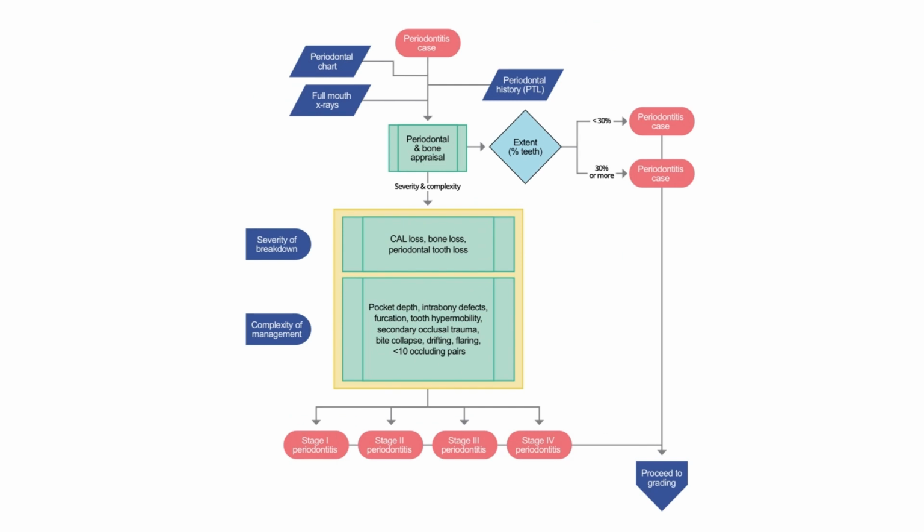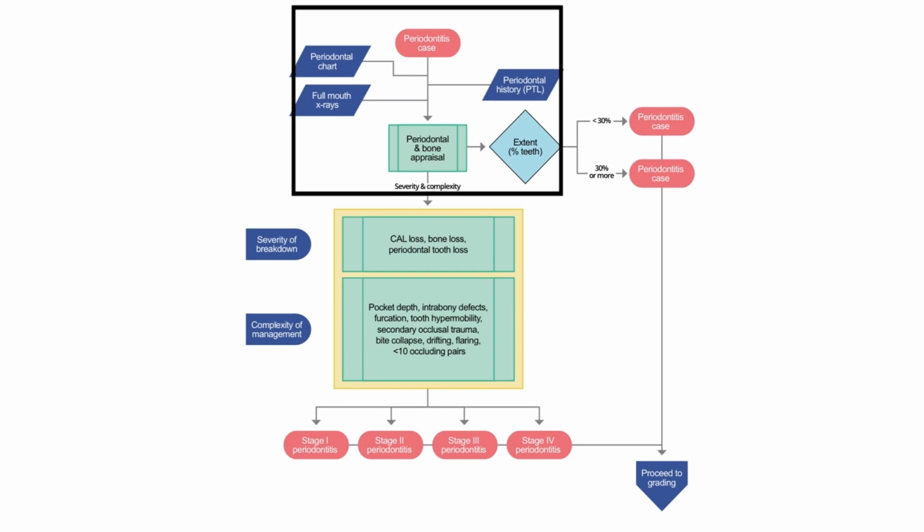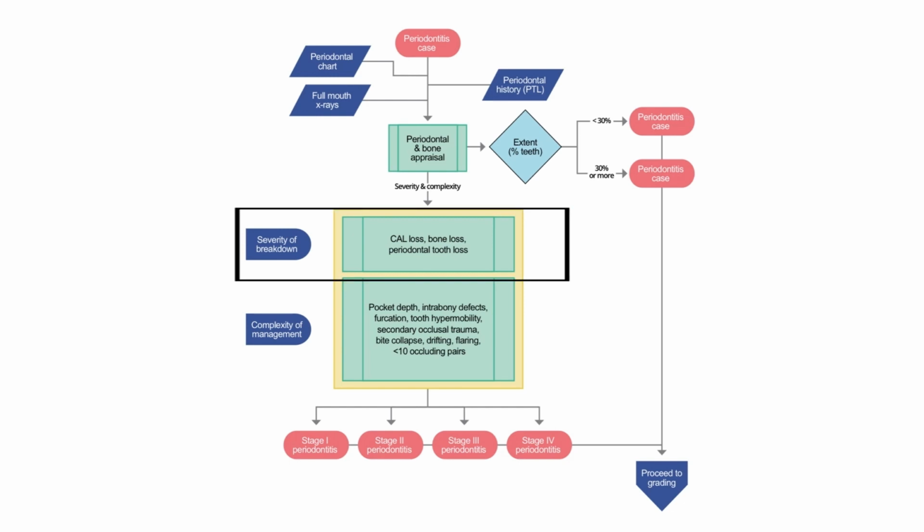So in order to establish the stage of an individual case of periodontitis, the following information is needed. We need a set of full mouth x-rays, a full periodontal chart, and periodontal history of tooth loss. So we ask the patient about the reasons behind losing any teeth. Was it caries or trauma or periodontal disease? And that is what we care about in the context of this staging and grading: tooth loss due to periodontal disease.